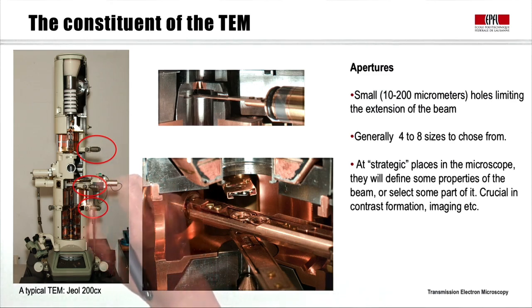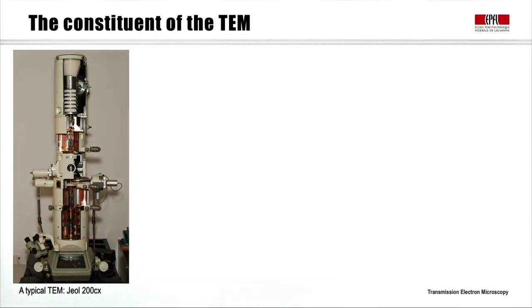They will define some properties of the beam, like the one which is just after the beam forming coils that we will review next time, or the ones which are at strategic places in the imaging parts of the microscope.